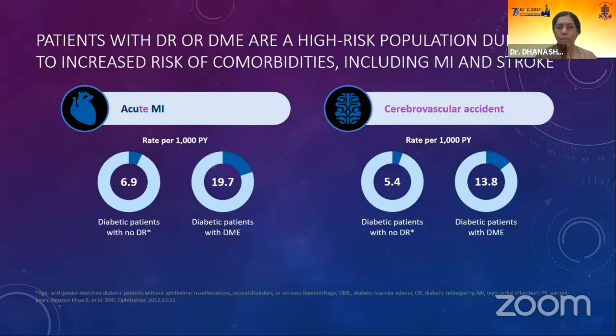Now, diabetic retinopathy and nephropathy go hand in hand, that we all know. But diabetic macular edema is also associated with further risk of comorbidities. So it is seen that diabetic patients with DME have a higher rate of both acute MI as well as cerebrovascular accident.